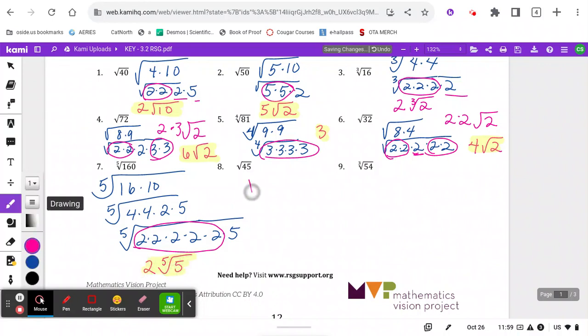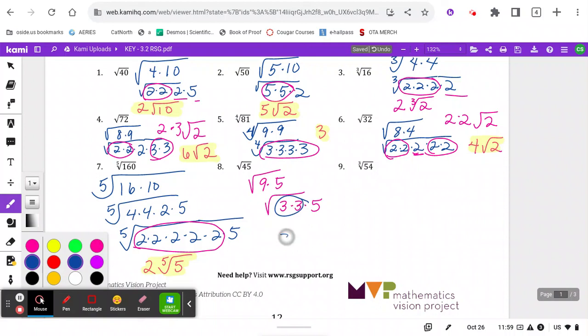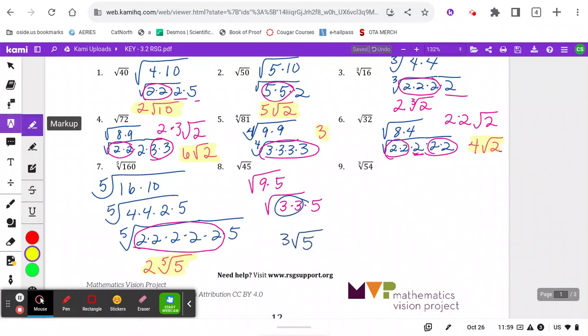All right, root 45 is just a square root again. Square root of 9 times 5. Find what's in common. That goes out. Root 5, no pair, stays underneath.